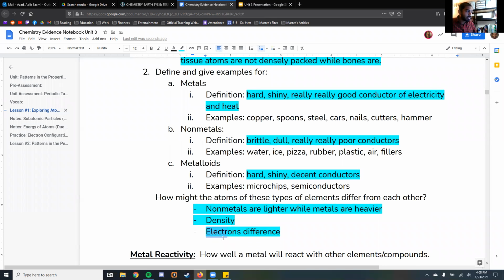This is something I noticed in a lot of the responses I had gotten back. Give me a second here. We didn't really answer this question entirely. So how might the atoms of these types of elements differ from each other? We had different opinions about density, about the different numbers of electrons they might have, and differences in just weight. You've got to remember that weight and density are different things.